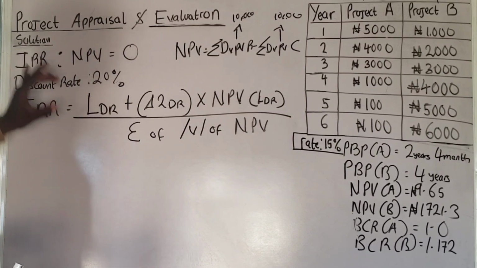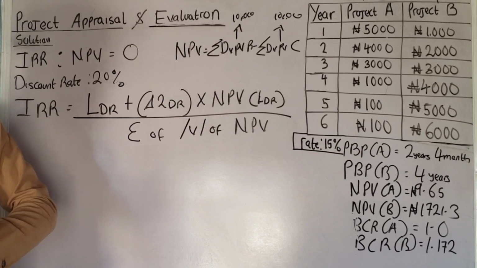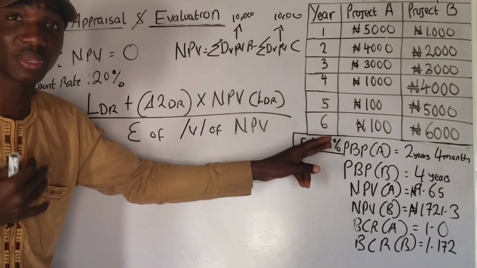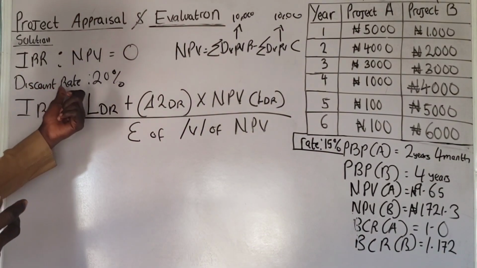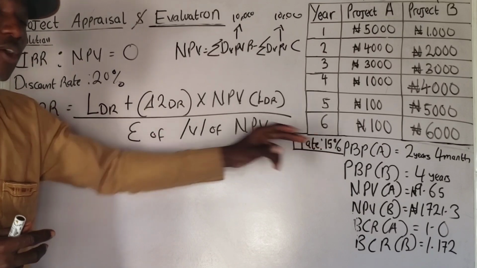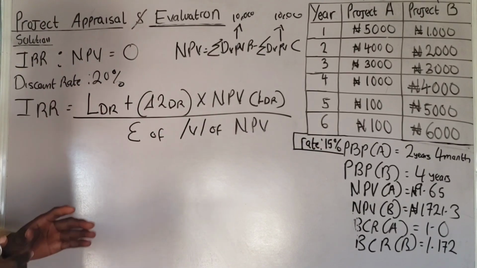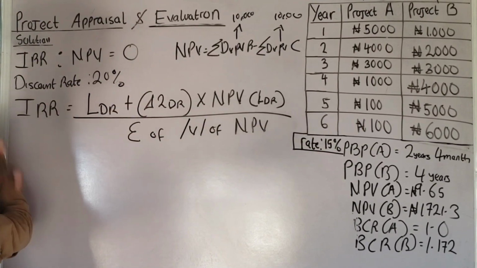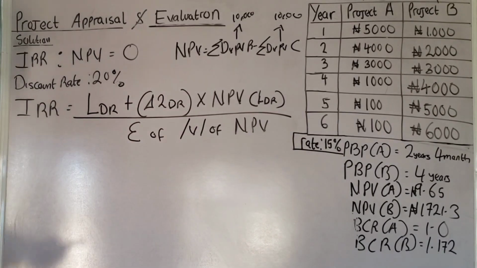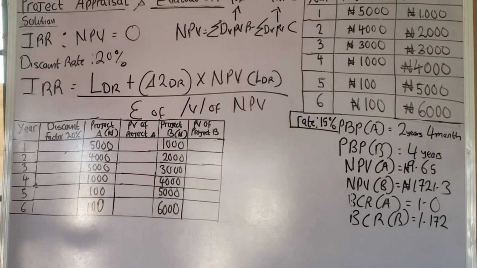So I'm going to construct another table that will look like the previous one, but the rate now will not be 15%. It will now be 20%. So by the time I start using this formula, you're going to understand. So I'm going to have another table here. So this is the newly constructed table.